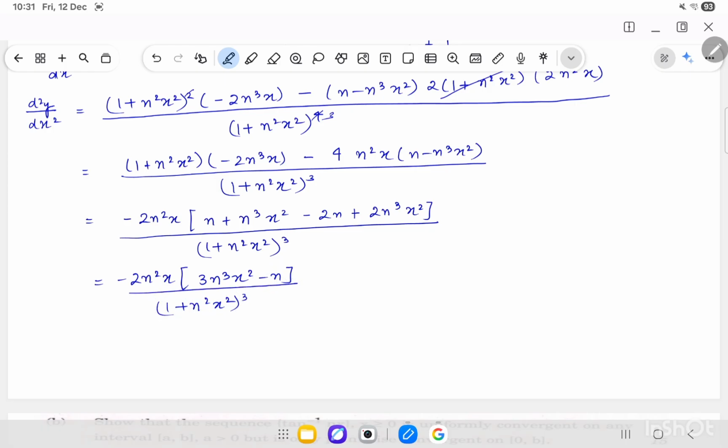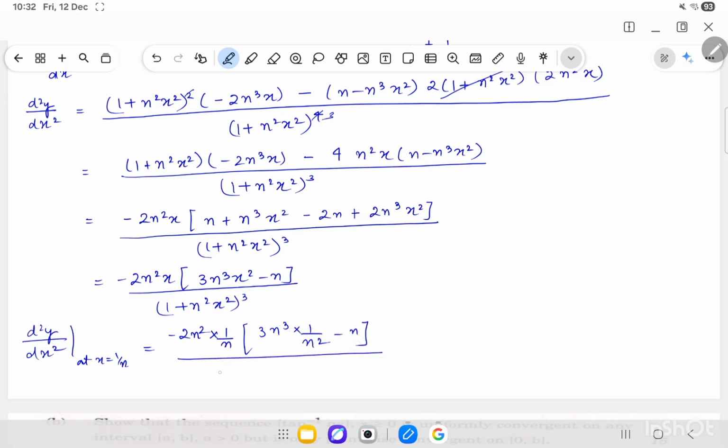Now let's evaluate d square y by dx square at x equal to 1 by n. So it will be equal to minus 2n square times 1 by n, times (3n cube times 1 by n square minus n), divided by (1 plus n square times 1 by n square) cube.